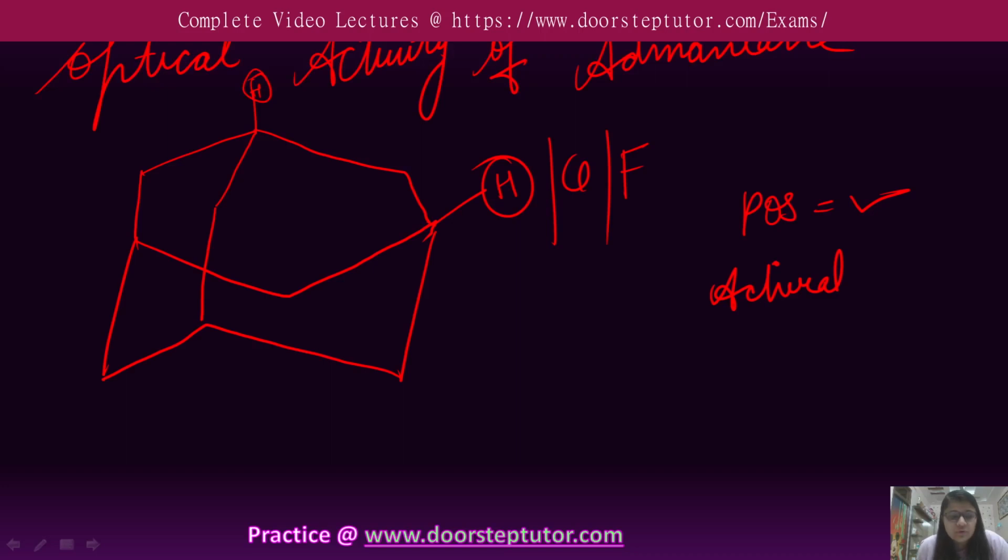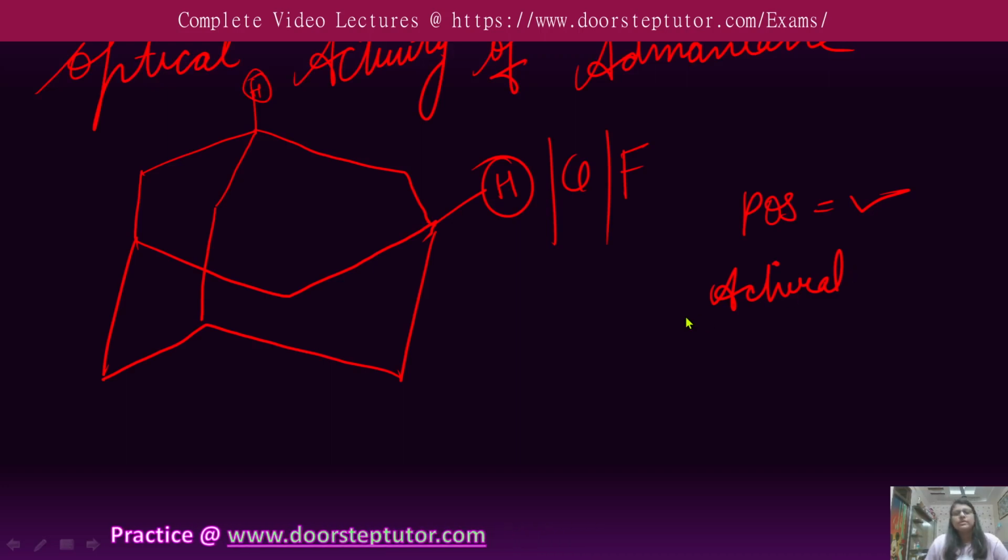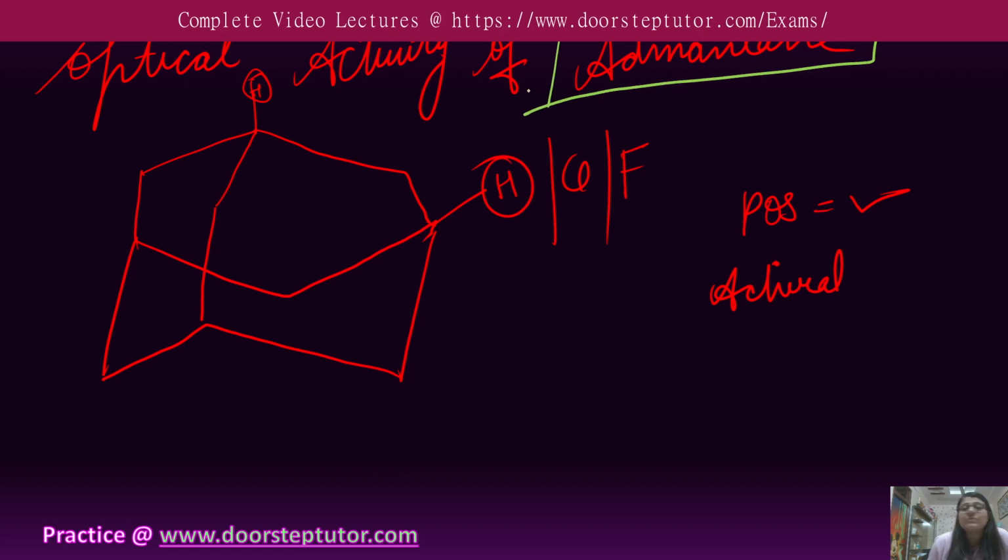Now we are going to learn about the optical activity of adamantane. Adamantane is a very important structure in organic chemistry because it is the only structure that is highly symmetrical in organic chemistry. There is no other structure that is so highly symmetrical in organic chemistry.